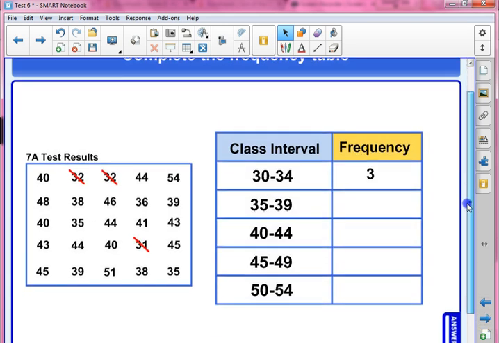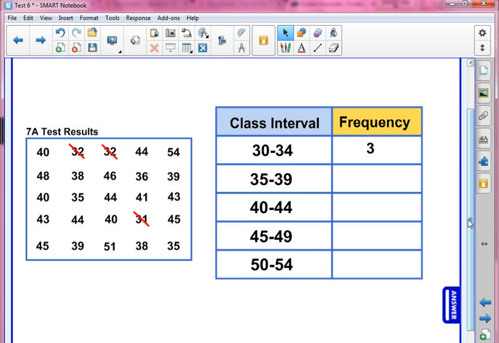All right, we are going to complete this. The first class interval is from 30 to 34, and what it means by frequency is how often numbers occur between there. And I already told you it's 3. So from the class interval 35 to 39, I'm going to count how many numbers are between 35 and 39. Well, you have 38, so that's 1, 36, 2, 39, 3, 35, 4, 39, 5, 38, 6, and 35, 7.